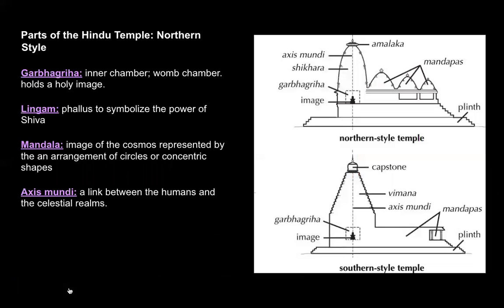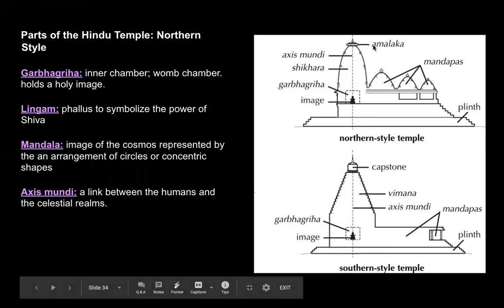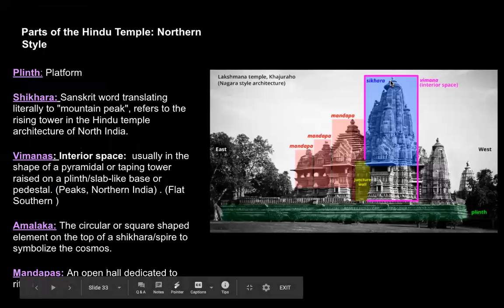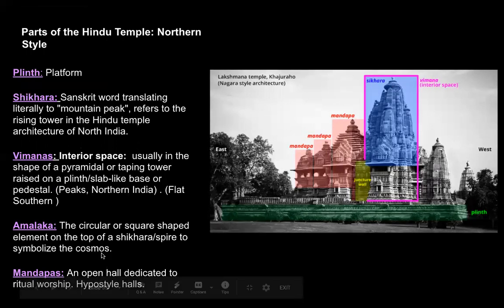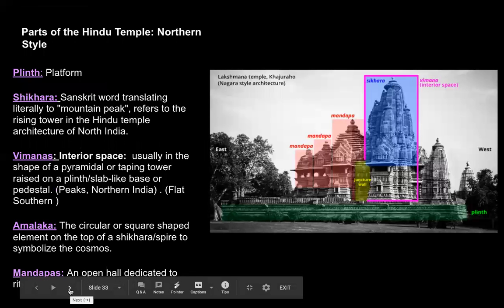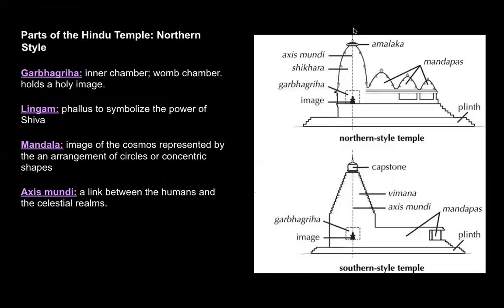So here we have the diagram that's from our textbook. And here are some of those basic vocabulary again. We saw this Amalaka at the very top. This is like a dome, or a donut kind of shape at the very top. That is the part that connects it into the cosmos, into the other world, the not visible world, to the heavens. Then that axis mundi goes all the way through, connecting it to the earth and towards the ground.